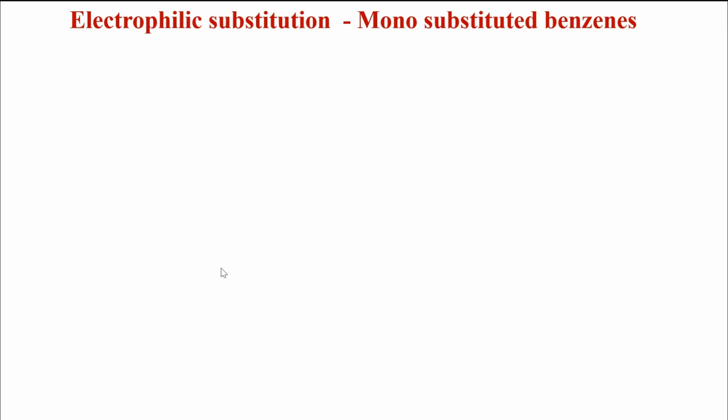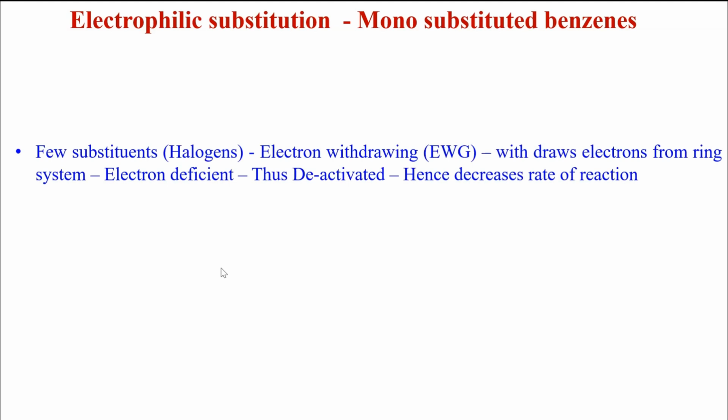We were discussing electrophilic substitution reactions in monosubstituted benzenes. We know that when an electron withdrawing group is there, it withdraws the electrons from the ring system and makes the system electron deficient. Once it becomes electron deficient, it becomes deactivated. It is something like we have money with us and that money is taken away from someone, then we get deactivated. Then our reactivity reduces. Same is the case here, it decreases the rate of the reaction.